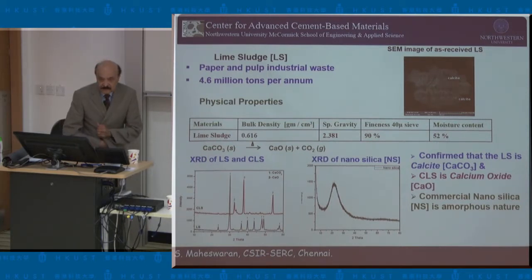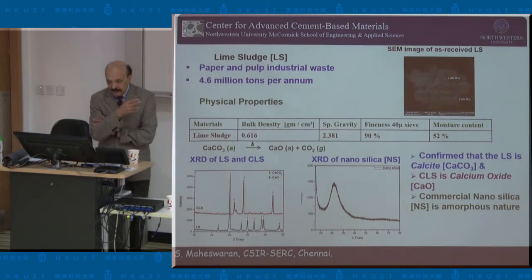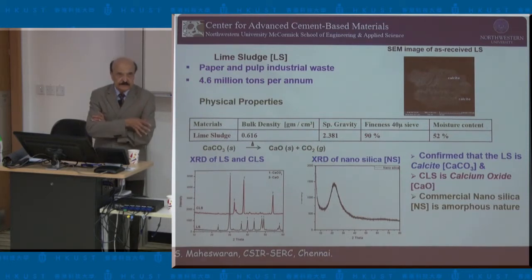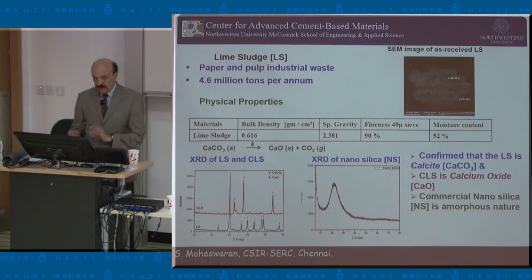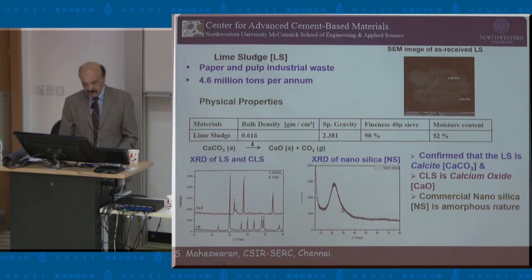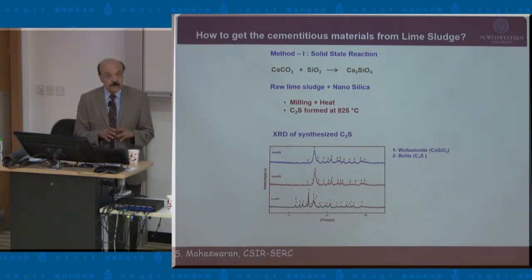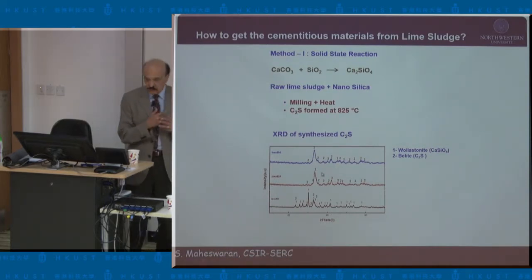Another quite interesting work: there's a lot of waste material from the lime industry. Paper and other industries require lime, and so you have a lime sludge, a substantial amount, primarily calcium carbonate. So one idea is to calcine it. Here they took the lime, calcium carbonate, and then they added nanosilica to see what happens. There are two approaches. One is to take lime sludge, add nanosilica, and do milling and heating, so you have a solid state reaction. No calcining, because no calcining means no carbon dioxide.